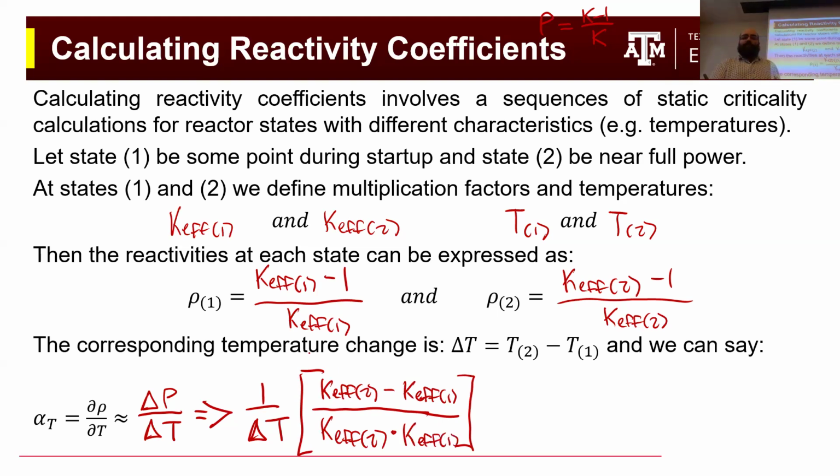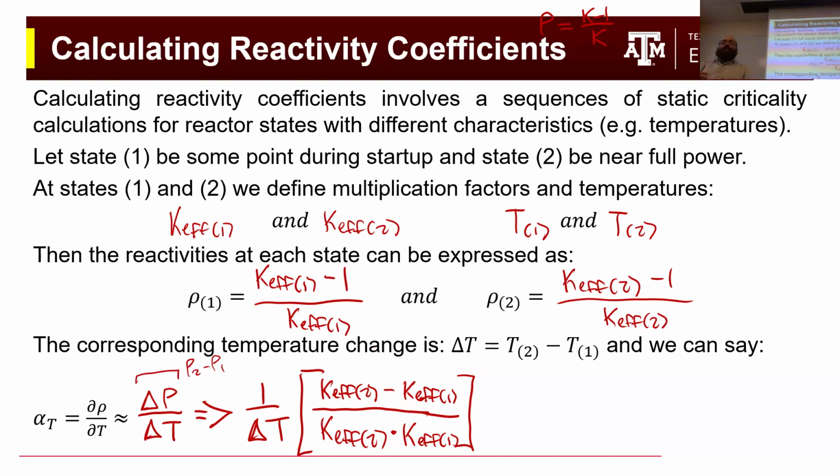Going from here to there, you're just plugging in the reactivity definitions. This becomes rho 2 minus rho 1. You plug in the definitions for rho 2 and rho 1, you group terms and simplify over a common denominator, and ultimately that's how you can get that expression right there.